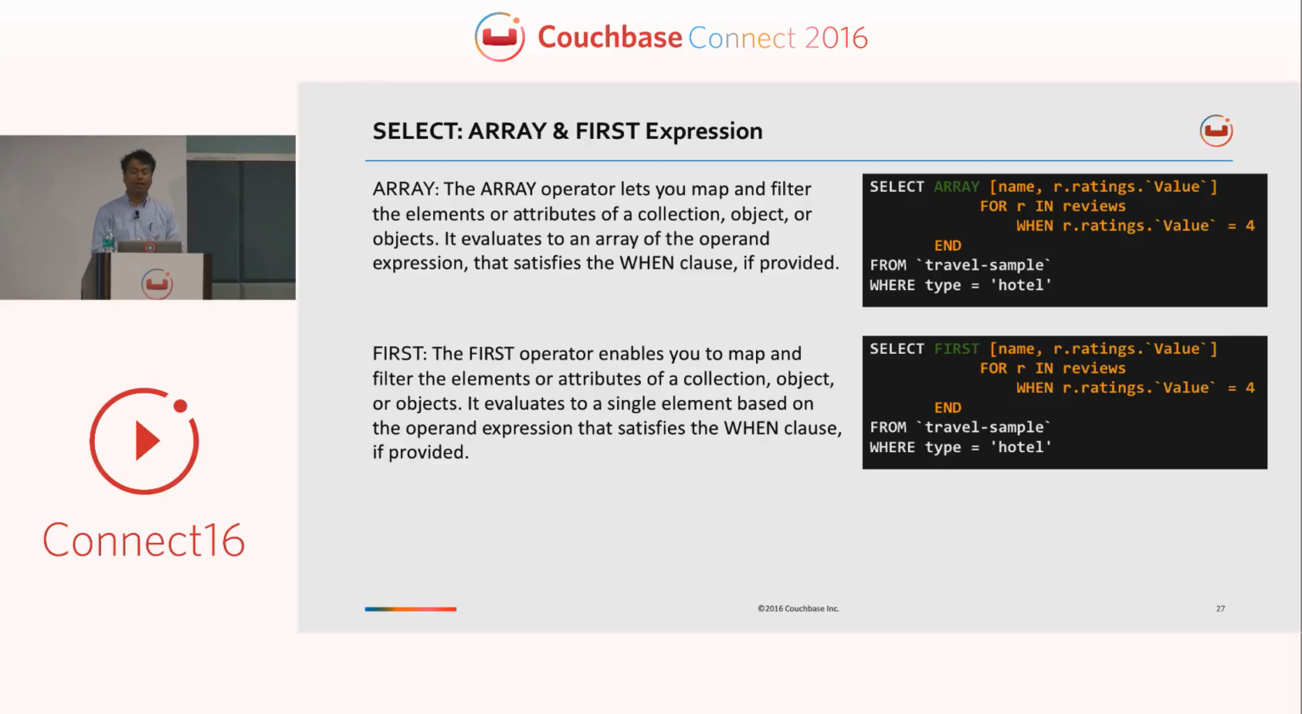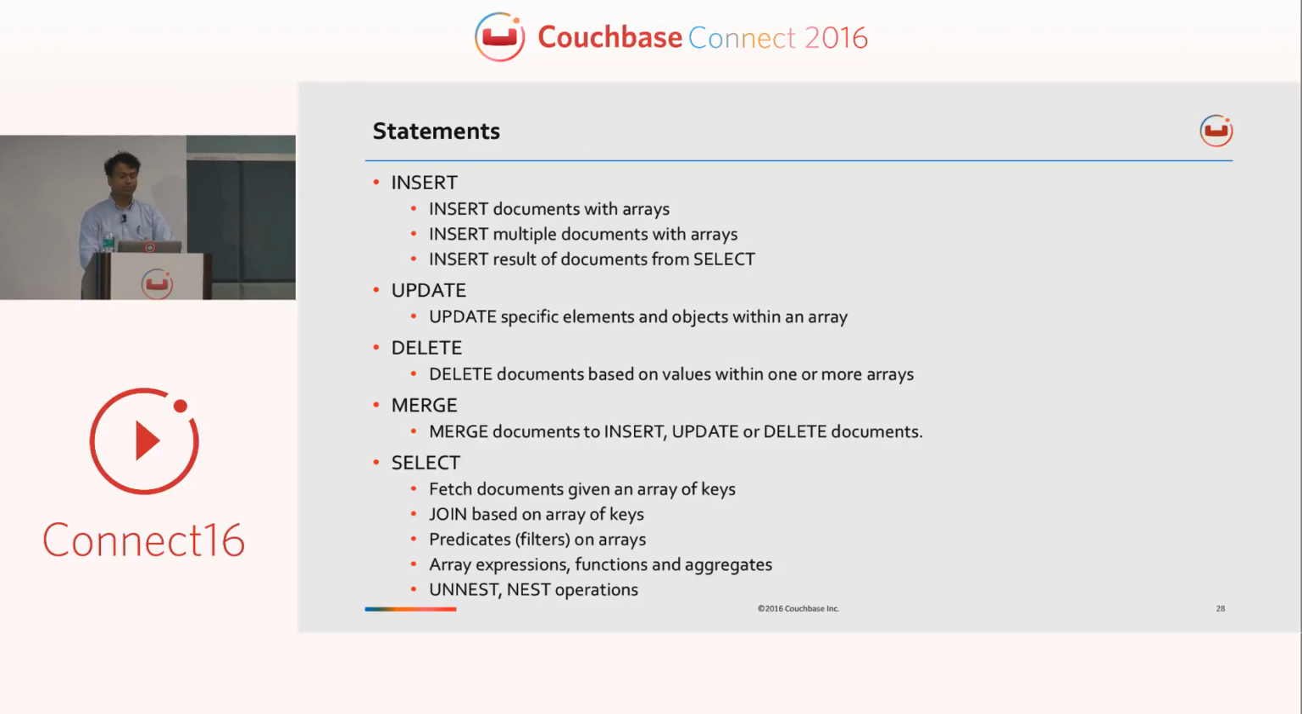Okay. The array operator lets you map and filter the elements or attributes within a collection or an object. So basically, if you have a big collection, you can process the array and create a new object by giving a specific predicate. In this case, I'm creating a new array of objects that contains only name and the value from an array that contains a more complicated object. The first is a variation of it. It does the same thing, except it retrieves the first value from that expression.